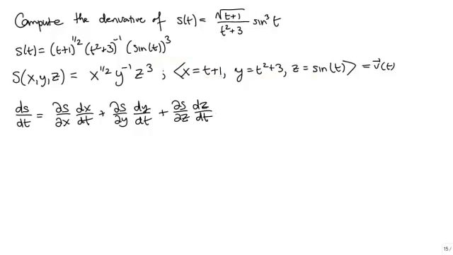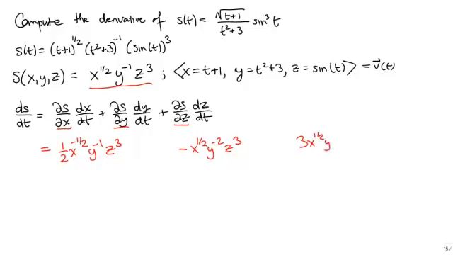So let's do this. Let me first work out these three partial derivatives here, because I have the formula for s right here. The partial derivative with respect to x will be 1/2 x to the -1/2 times y to the -1 times z cubed. The second partial derivative, with respect to y, is negative x to the 1/2 y to the -2 times z cubed. And then the derivative with respect to z will be 3 times x to the 1/2 times y to the -1 z squared.